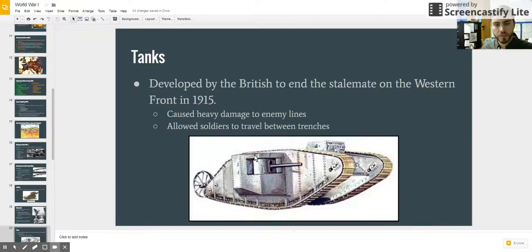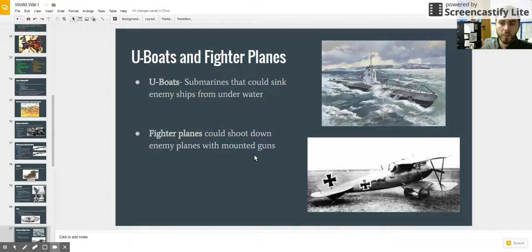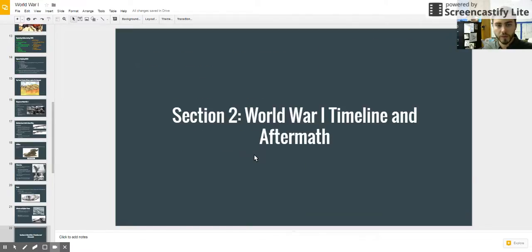So you had to have a gas mask during this time or you were not going to survive the war. We also see the introduction of tanks that allow you to go from trench to trench without being cut down by the machine gun. That's going to be huge. Additionally, you finally have fighter planes entering wars where you can shoot down other planes, and also you have U-boats, which are submarines, for the first time being used extensively. And we're going to talk about how the U-boats got the U.S. into the war later on.